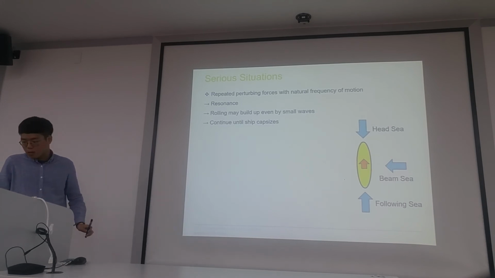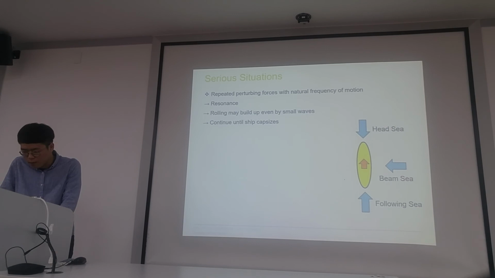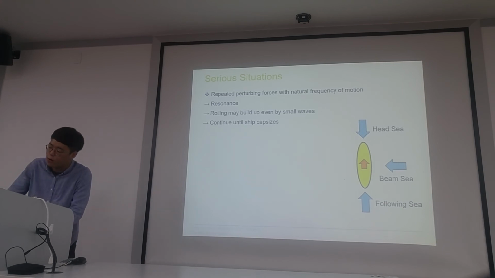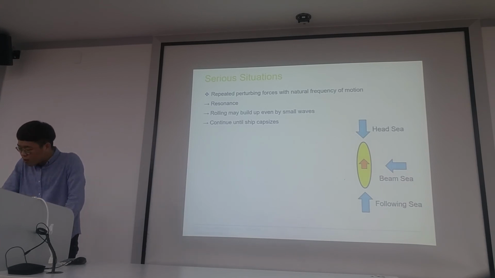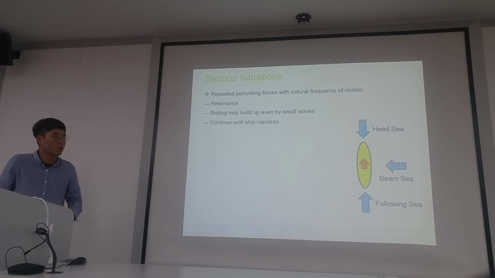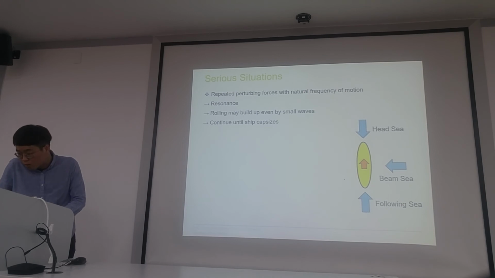So this is the last slide. For ship vibration, resonance is a very critical issue, as I mentioned before. If repeated perturbing forces are applied to a ship at a frequency similar to its natural frequency, then resonance occurs, and if it continues until the ship capsizes, it may cause a large accident. So we should consider the motion, the frequency of motion, and also the natural frequency of the ship. Many ship engineers try to control this frequency or motion.